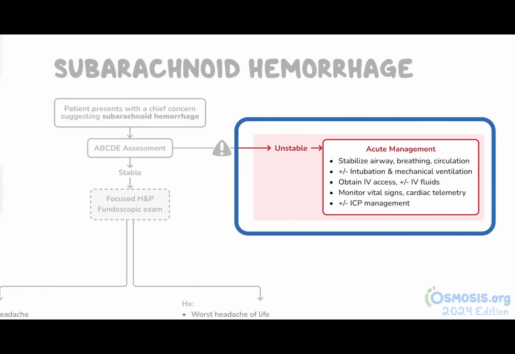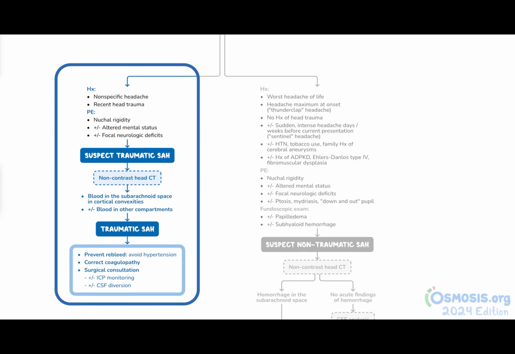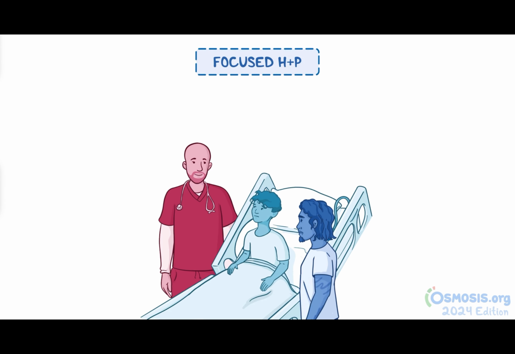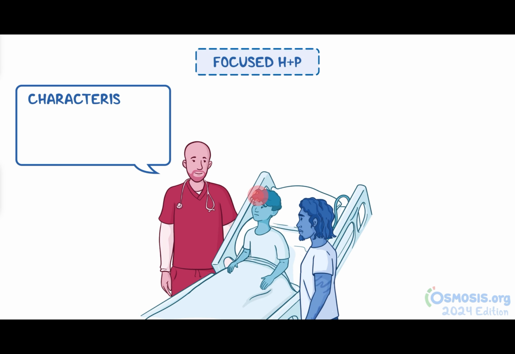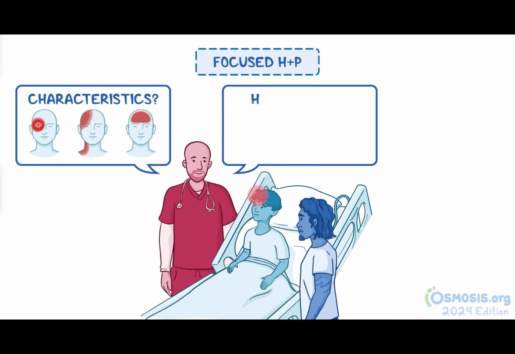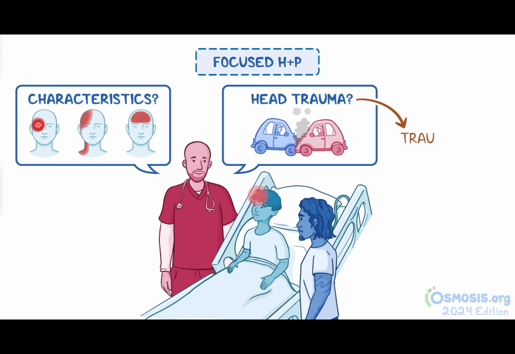Let's go back and look at stable patients. In this case, first obtain a focused history and physical exam. When taking a patient's history, it's important to determine the characteristics of headaches and ask about any head trauma. This will help you determine whether the etiology is traumatic or non-traumatic.